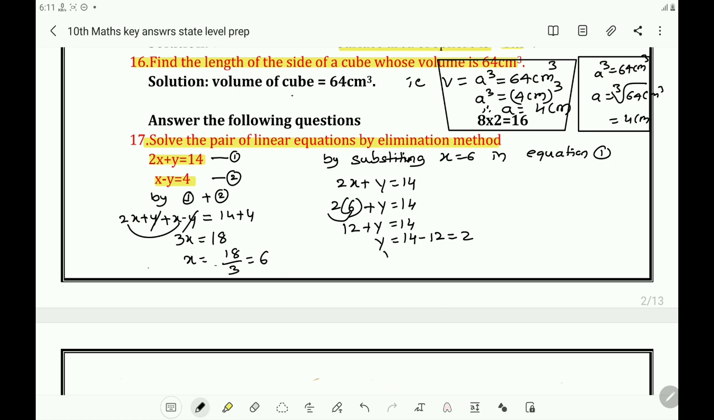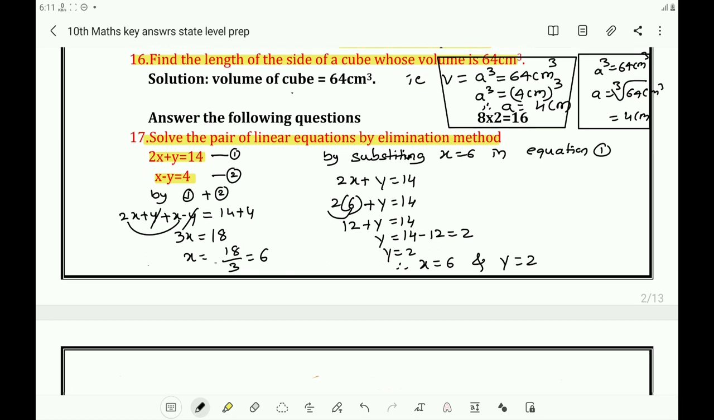So you got y equals 2. So which are the values of x and y? x equals 6 and y equals 2. In this way you got the solution of the pair of linear equations by elimination method.